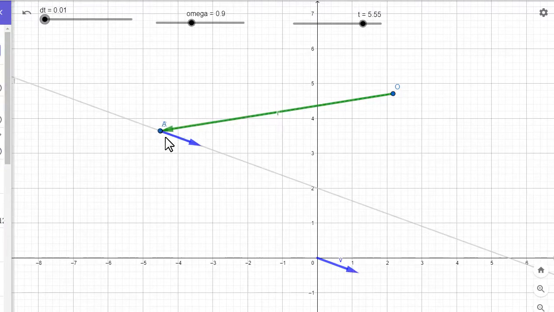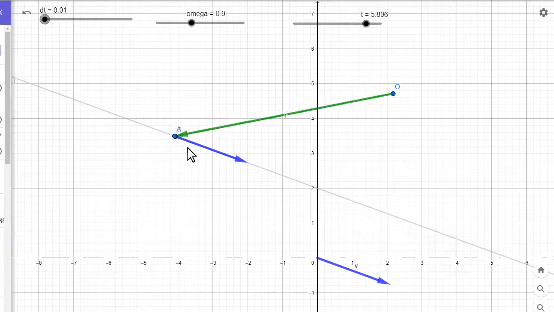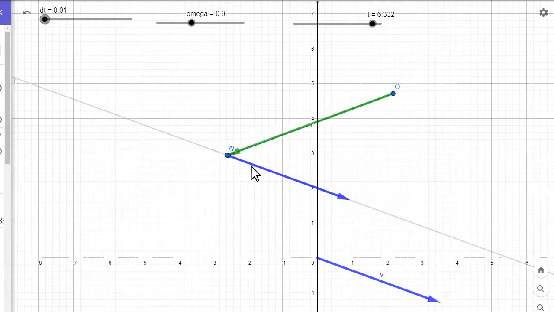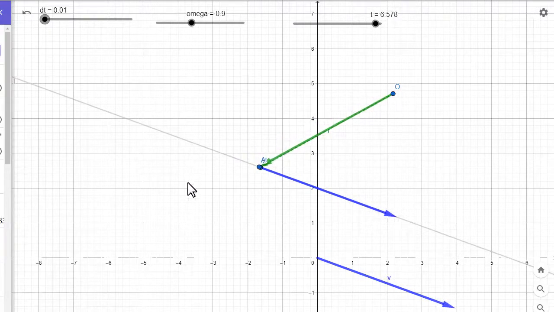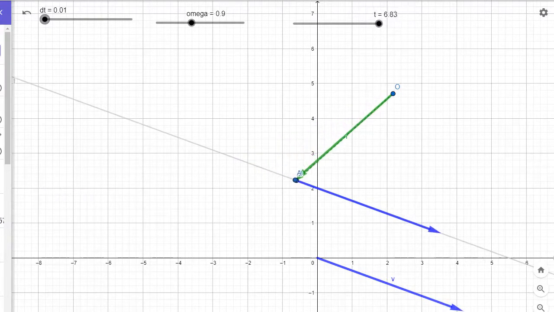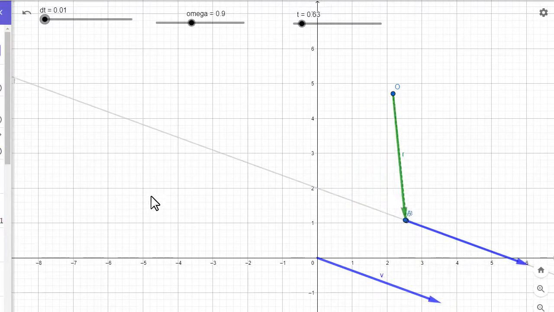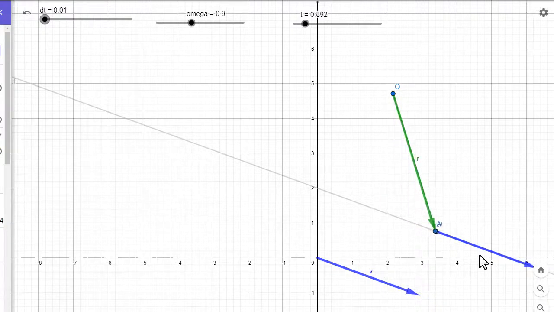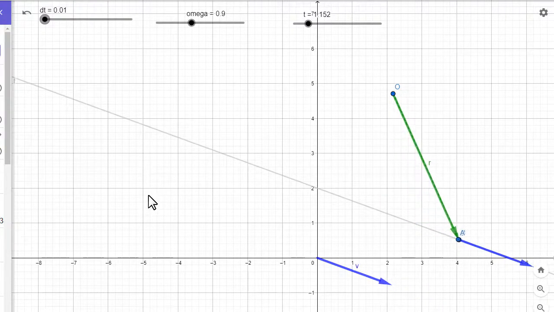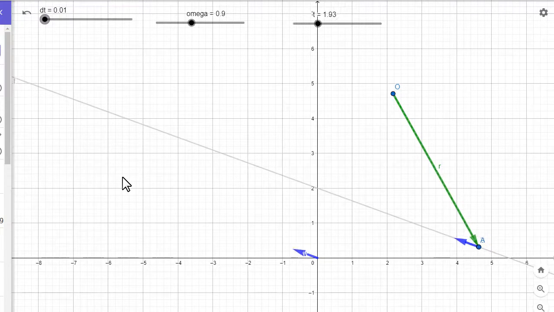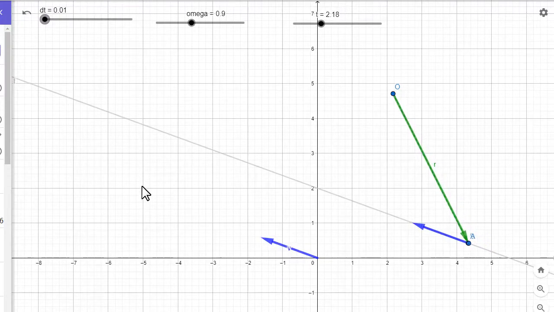So notice that this velocity vector is always pointed in the direction of motion. And its magnitude represents how fast it's moving. I've slowed the whole thing down a bit so it's not moving very fast at all. But you can see the interpretation of the velocity vector as we're moving along the straight line. That velocity vector is always pointed in line with that line of motion, and it's also pointed in the direction of motion.